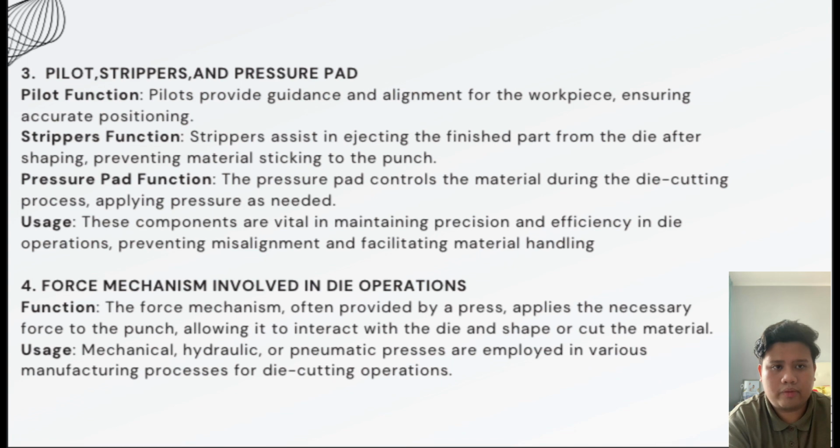Force mechanism involved in die operation. Function: the force mechanism, often provided by a press, applies the necessary force to the punch, allowing it to interact with the die and shape or cut the material. Usage: mechanical, hydraulic, or pneumatic presses are employed in various manufacturing processes for die cutting operations.